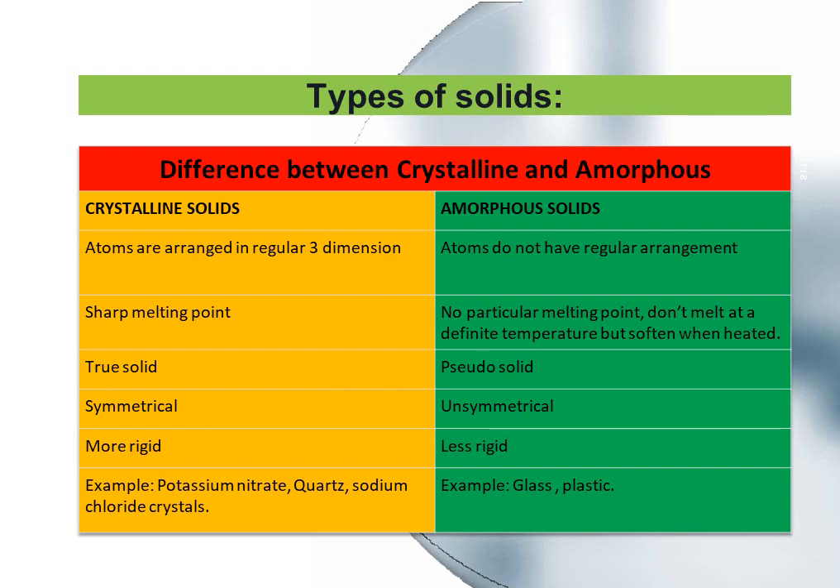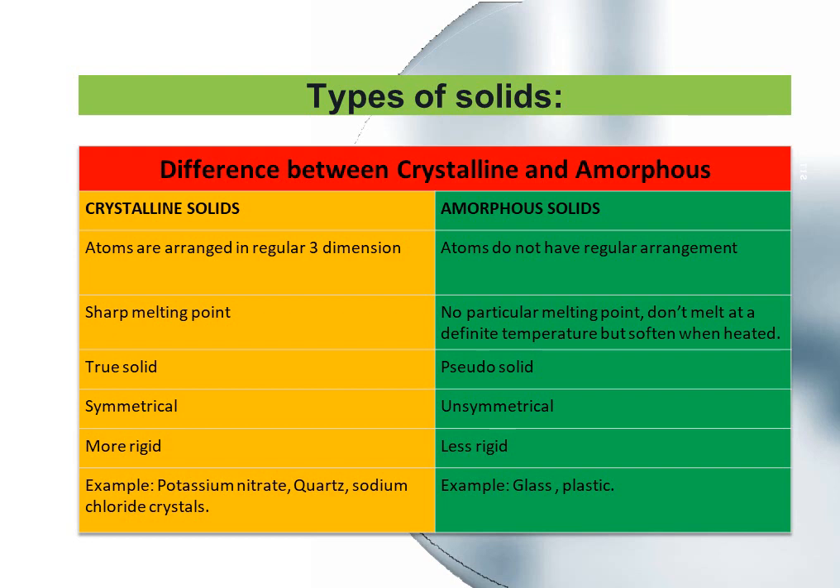Crystalline solids are symmetrical. Symmetrical means that in crystalline solids, the atoms, ions, or molecules are arranged regularly and orderly, while amorphous solids are unsymmetrical. In case of amorphous solids, the atoms, ions, or molecules are not specifically arranged in three dimensions. They don't have a specific arrangement. Crystalline solids are more rigid, while amorphous solids are less rigid.